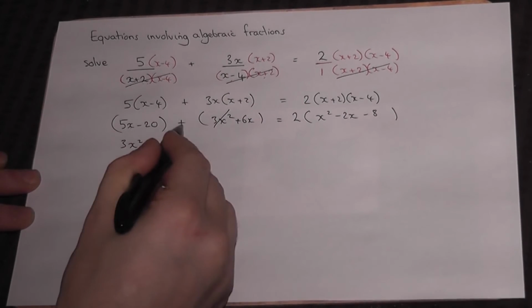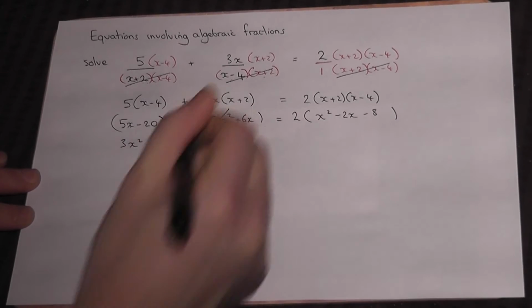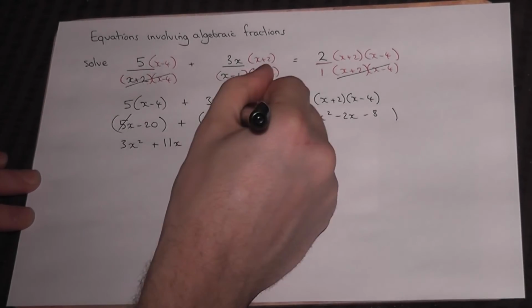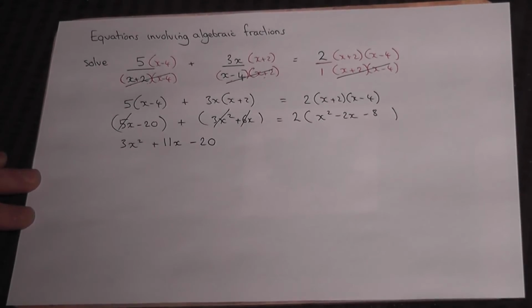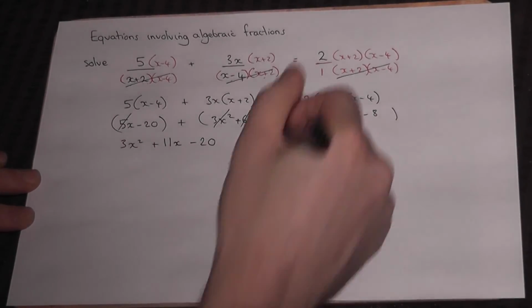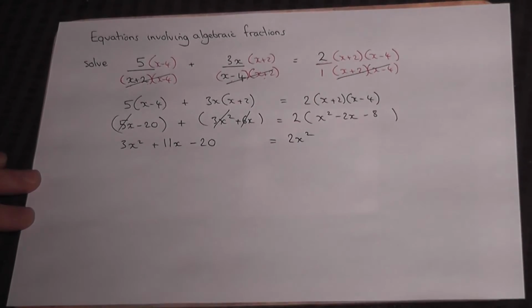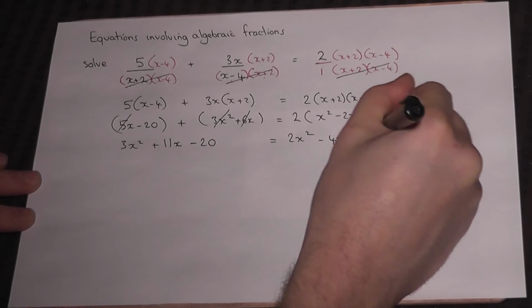There's a 5x plus a 6x, which is 11x, and there's a minus 20. And this must equal this part here doubled, so in other words, 2x squared minus 4x minus 16.